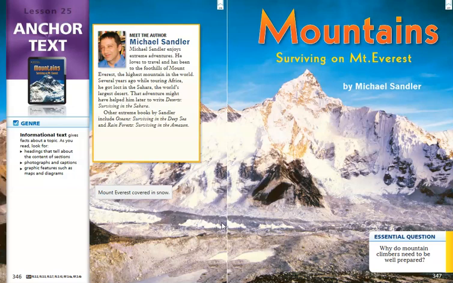Other extreme books by Sandler include Oceans: Surviving in the Deep Sea and Rainforests: Surviving in the Amazon. Yikes. Ooh, these sound really exciting.